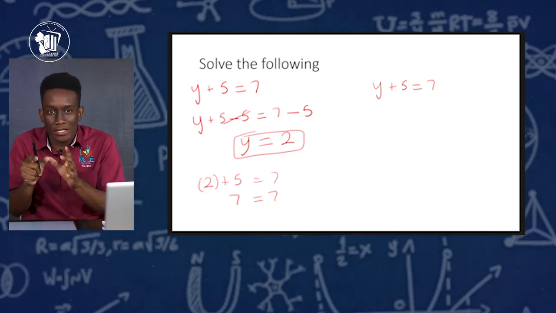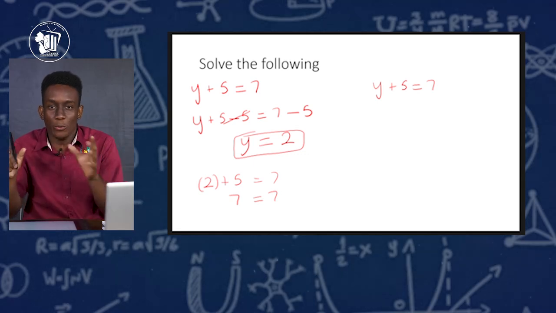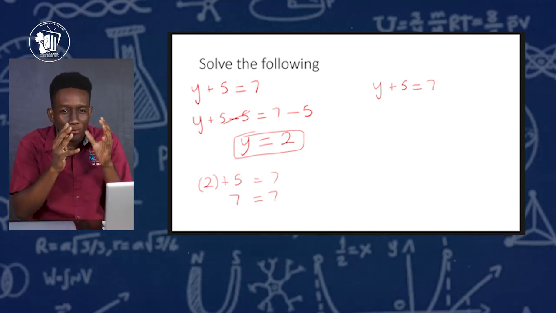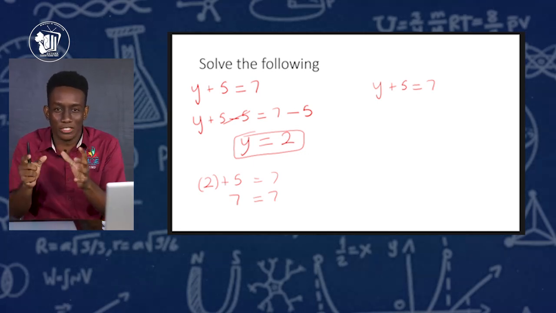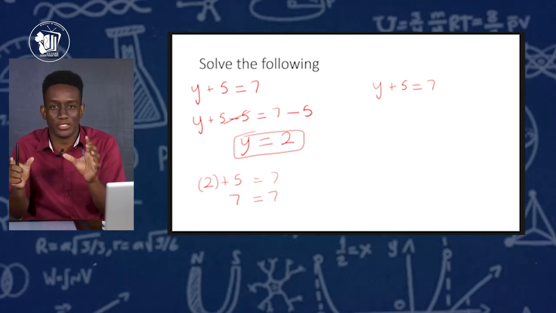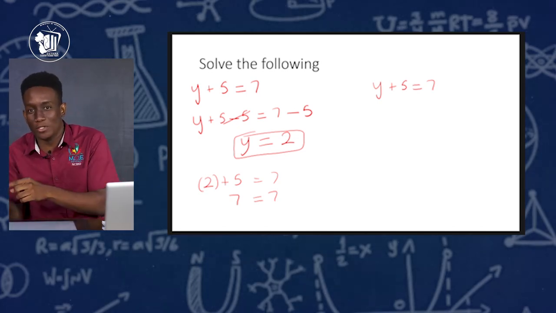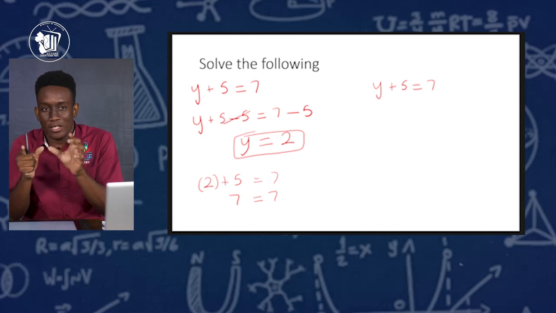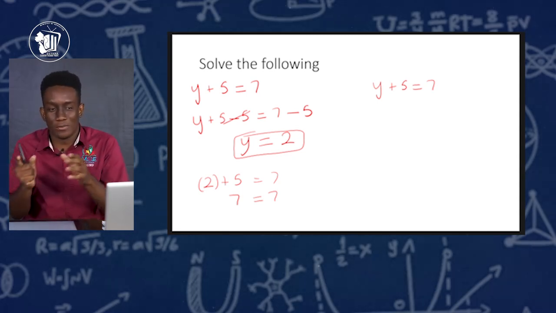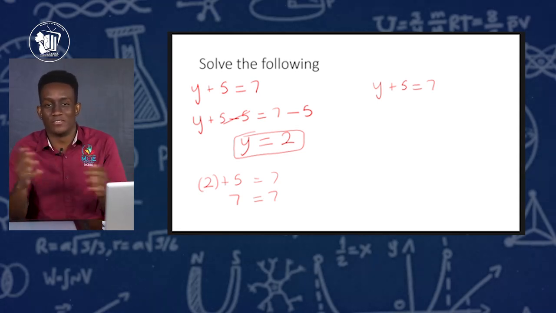But when you take a number or a variable over the equal sign, whatever operation it was doing, when it goes over the equal sign, it will do the opposite of what it was doing. The opposite of addition is subtraction. The opposite of multiplication is division, vice versa.